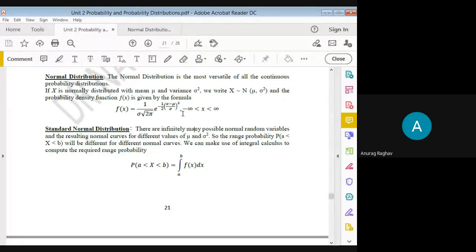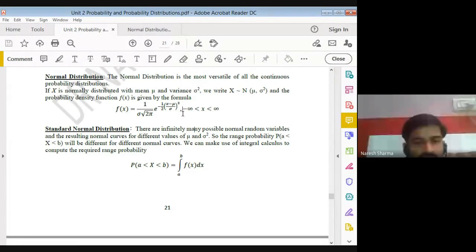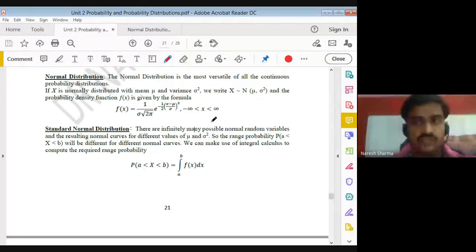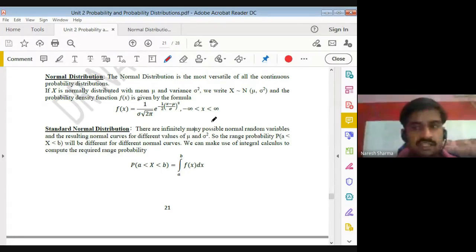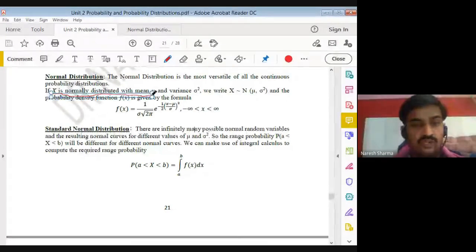Today we discuss the normal distribution. For continuous data, you can refer to the normal distribution tables. We say if x is normally distributed with mean mu and variance sigma square, then it can be represented by N(mu, sigma square).